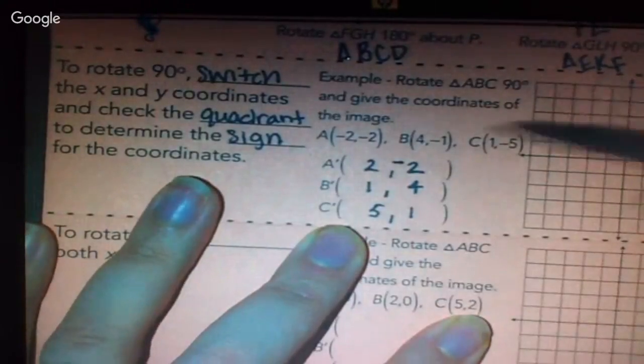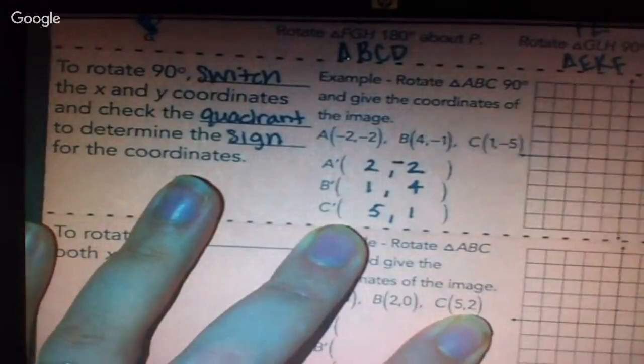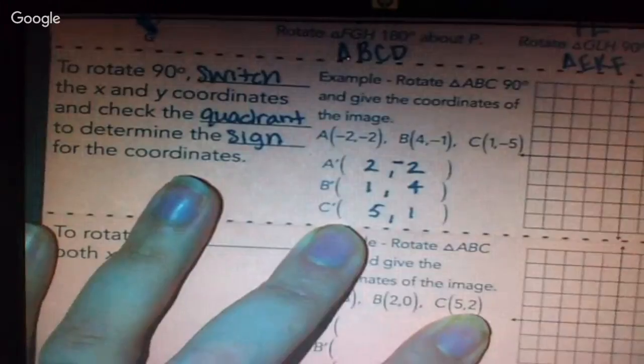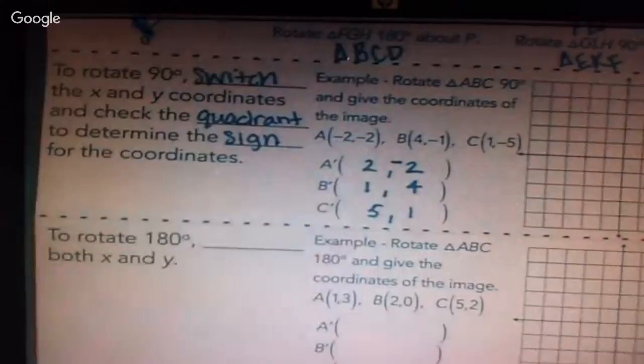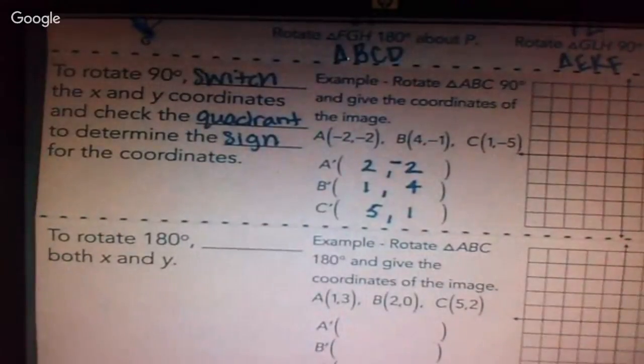Okay. B started at 4, -1. So that already started us in quadrant 4. So when we go 90 degrees counterclockwise, it goes to quadrant 1, which is positive, positive. We leave it alone. C also started in quadrant 4, so it also goes to quadrant 1. So that's positive, positive. You are finished. So be careful when all of your points don't start in the same quadrant. You're going to have to do them all separately then.